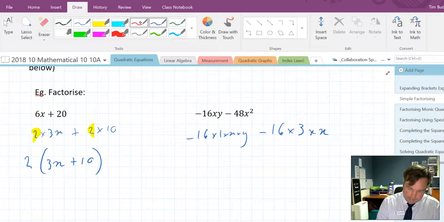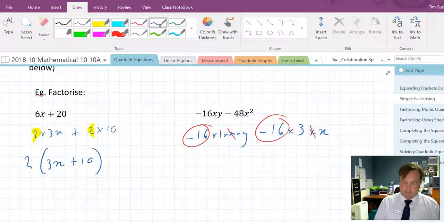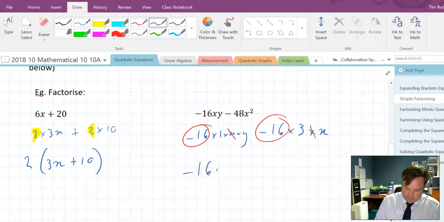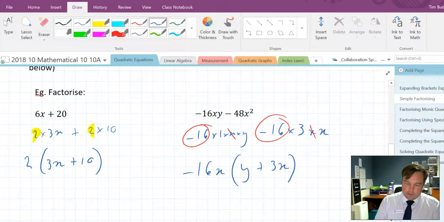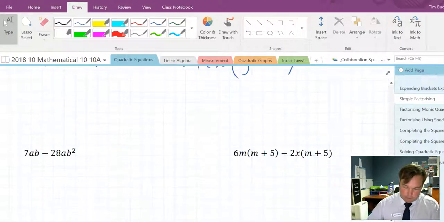And I'm going to take out what's common to both. What's common to both is that x, and the minus 16. And typically when we're factorising, we take out the negatives. So negative 16x, that's the x we've removed. And what we're left with is 1y, so we just write y, and then a 3 and an x. So positive 3 and an x. So we factorise it by splitting the numbers up and taking out everything that's common to both.